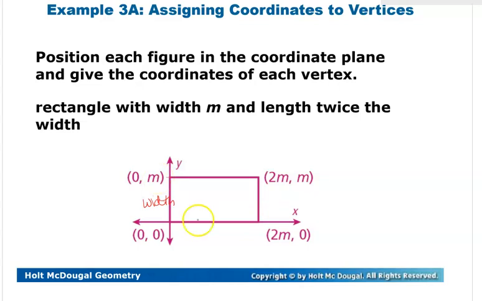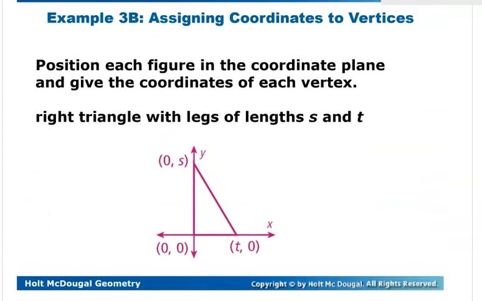And the length is twice the width. So this is my length, and you're going to go twice whatever you went here. So if you went 2 that way, you're probably going to go 4 this way and just label it as 2m. It's okay to have variables. They want you to have variables in this. And notice we wrote 2 times m as my x because I went 2m that way, twice the width that way.